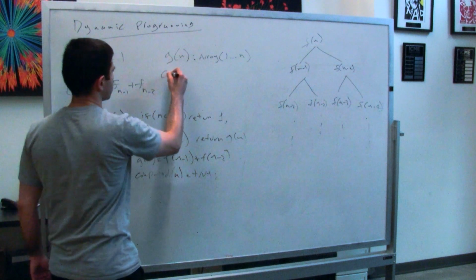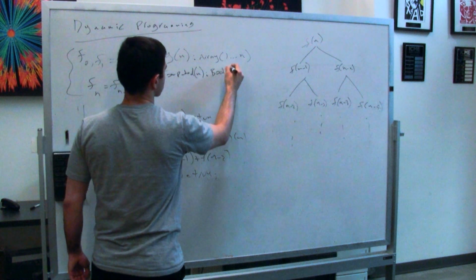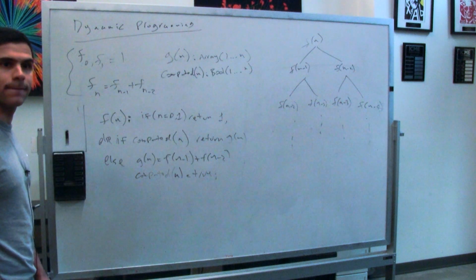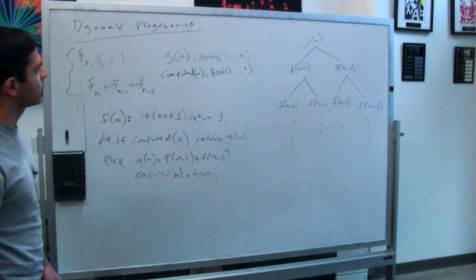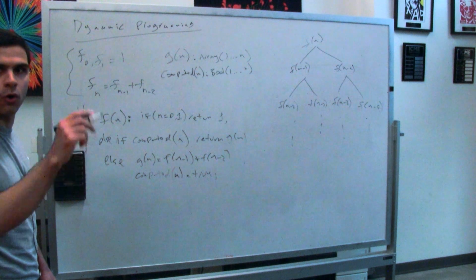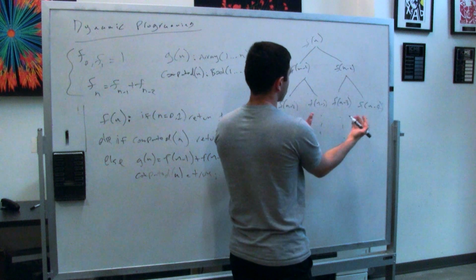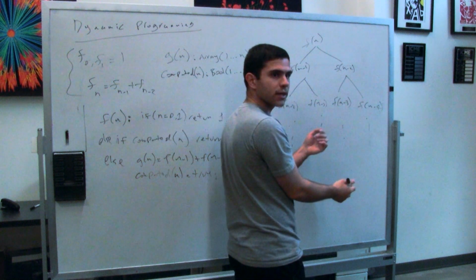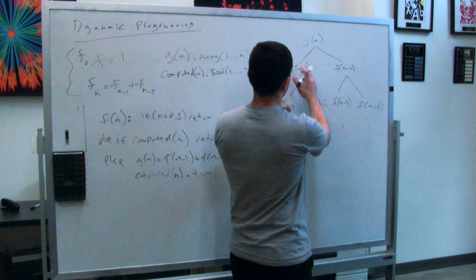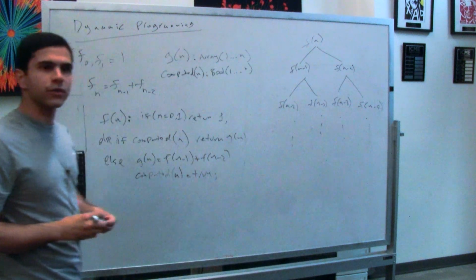And again, computed is some array of booleans 1 through n. Very hacky pseudocode. Now what happens? Now we have this check mark that says the nth Fibonacci number has been computed. Don't redo it. So when we're here, one of these will have been computed before the other, and so that entire subtree will become unnecessary. And we'll have at most n of these calls, so there'll just be n invocations of the recursive function.